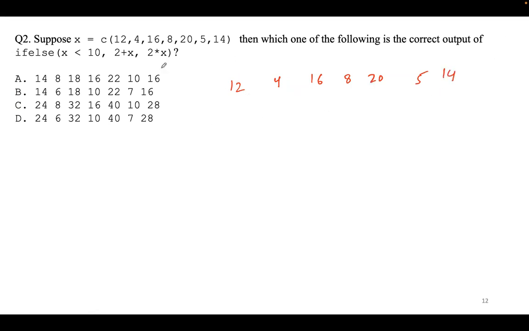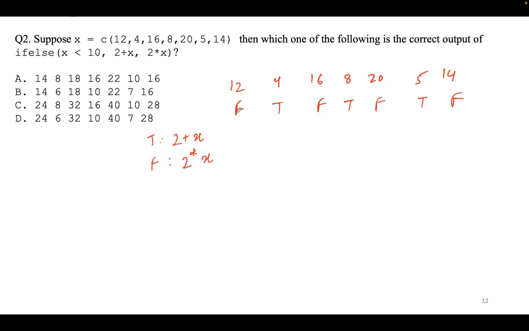Now, first step is it's comparing if these numbers are less than 10. Oh, you've done it very quickly. Okay. So is this less than 10? False. Is this less than 10? True. Is this less than 10? False. True. False. True. False. So for the true ones, you're going to do 2 plus x. And for the false ones, you're going to do 2 multiplied by x. Is that correct? Yeah. Okay. All of you are getting the answer.